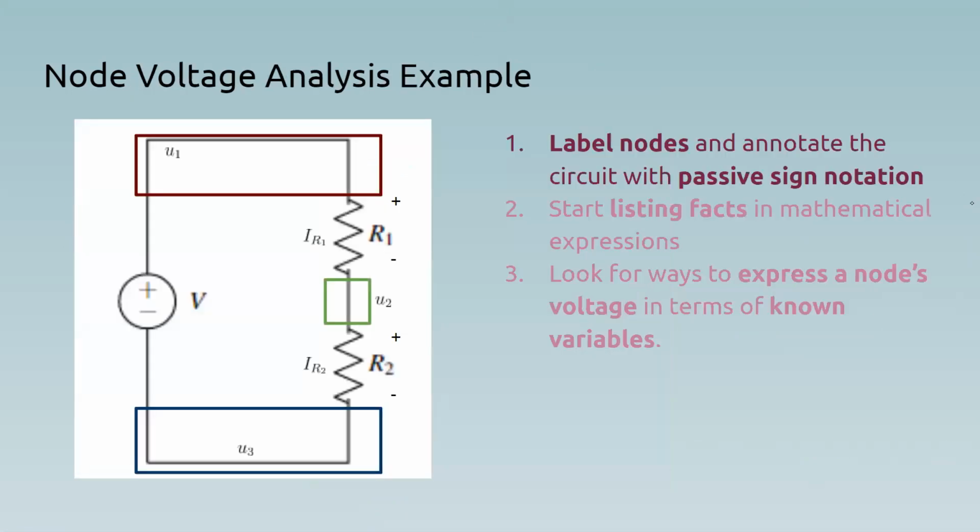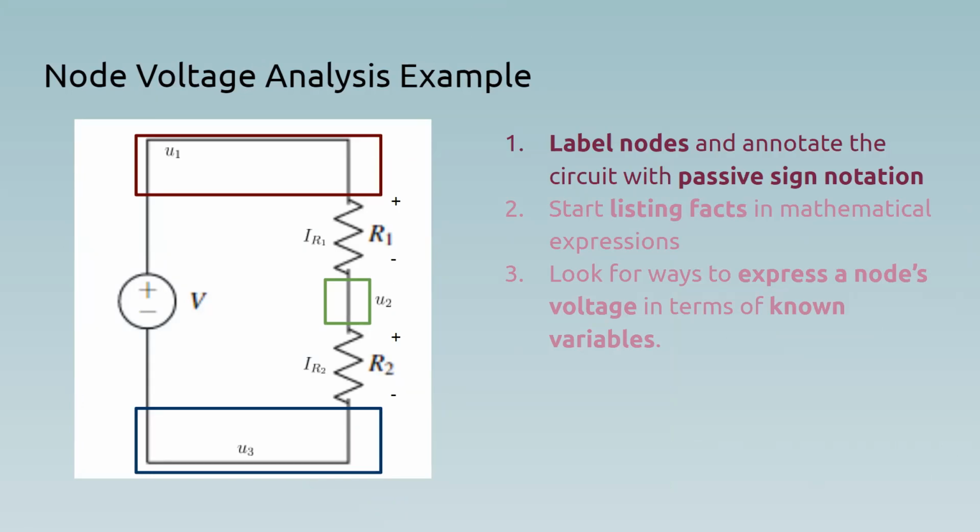So here's the entire process of node voltage analysis in a nutshell. First, we would like to label nodes, which is for our own sanity and your greater sanity, so that we know which node we're referring to in the analysis. And we'll also like to annotate the circuit with passive sign notation, which means your current flows from positive to negative, and you also label the different currents across different resistors.